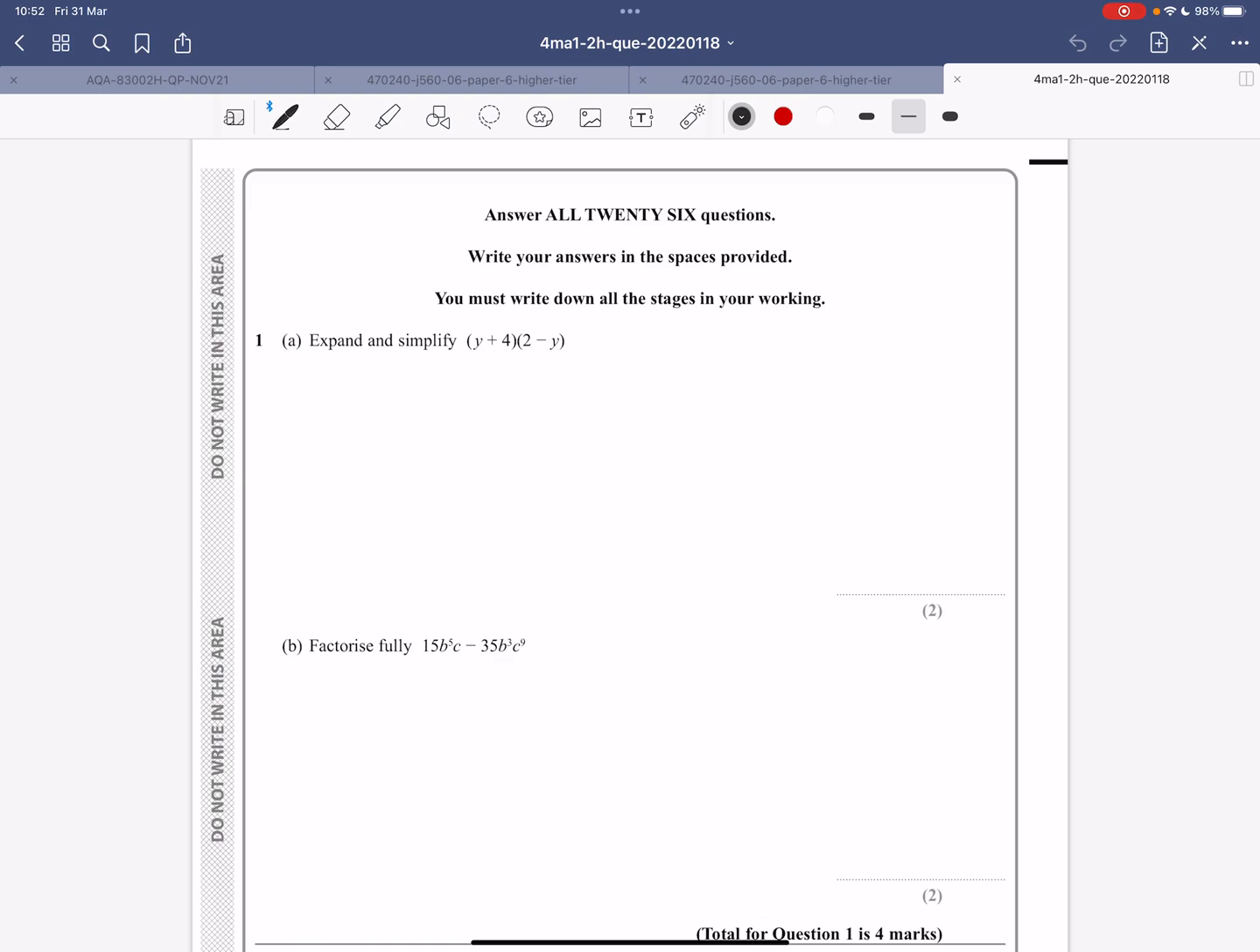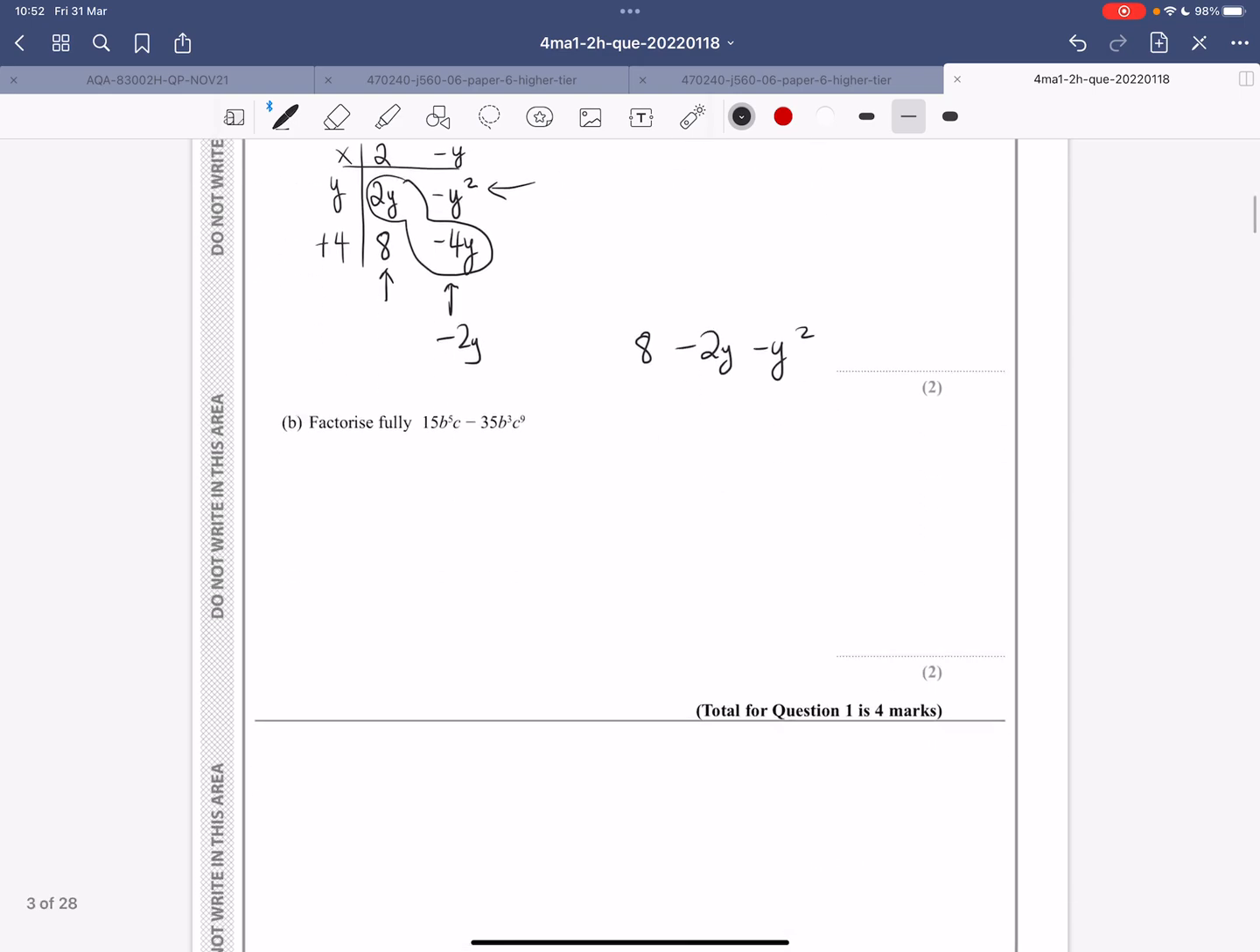Yeah. Okay. Right, expand and simplify. So we've got (y + 4)(2 - y). So that's 2y. That's minus, oh sorry, my writing's not very good. Minus y squared. That's 8. And that's minus 4y. They go together because they're both y's. So this is 8 minus 2y. 8 from there. That's minus 2y. And then minus y squared.